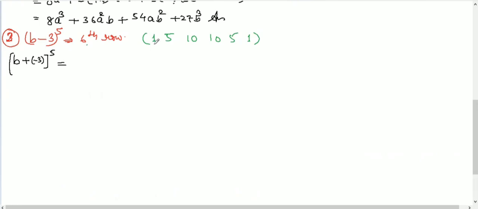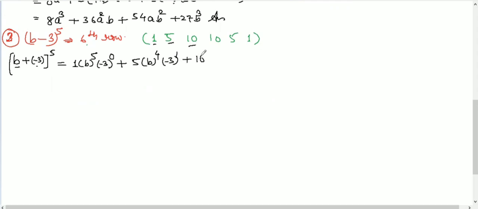Let's write down the first coefficient 1 and the first term, which is b to the power 5, and the second term multiplied by this is minus 3 to the power 0. This way we will start. The next coefficient is 5, b to the power 4, the power decreases by 1 every time, and minus 3 to the power 1. The second term's power will increase by 1 every time, so minus 3 to the power 1.